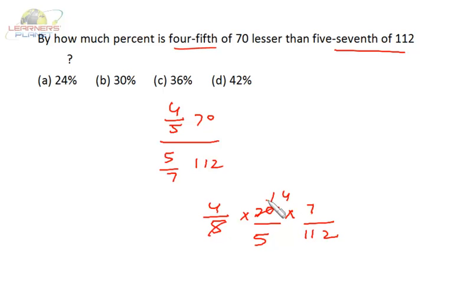It's 14, 7, 2s, 7, 16, 4 2s are 8, 2s are 16. So it is 7 by 10. That means the numerator is 7 parts out of 10 parts. That means it is 30% less. Okay.